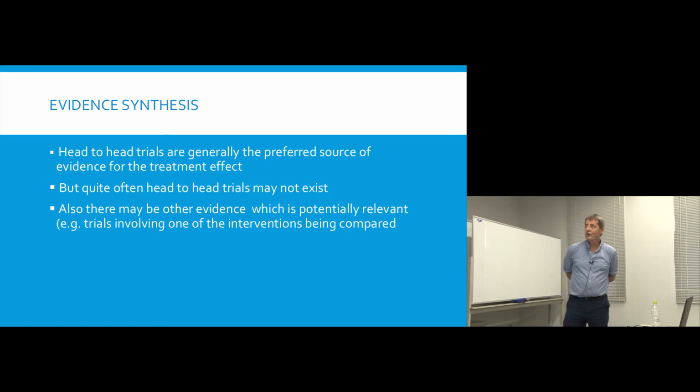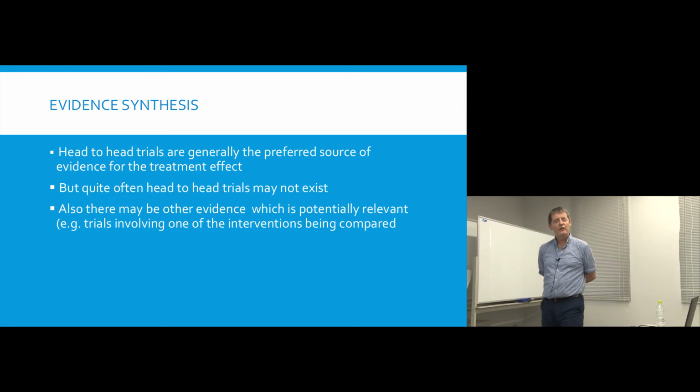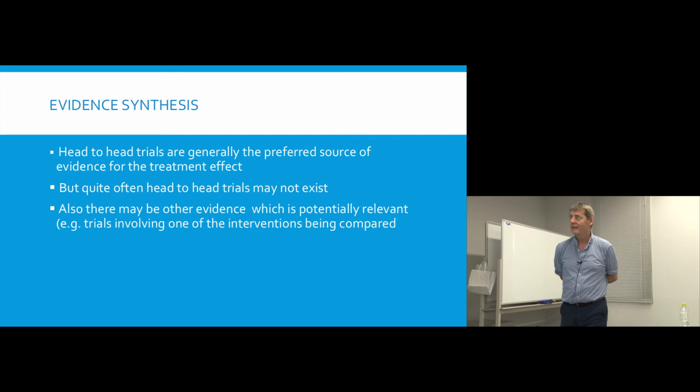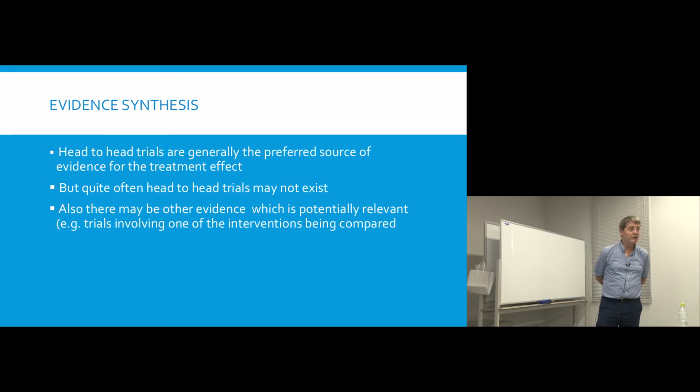And this general area is called evidence synthesis. You would, just to repeat, prefer head-to-head data in order to get an estimate of your treatment effect, but you haven't got it. But there may be evidence out there that's still useful. So, for example, there may be a series of trials involving at least one.